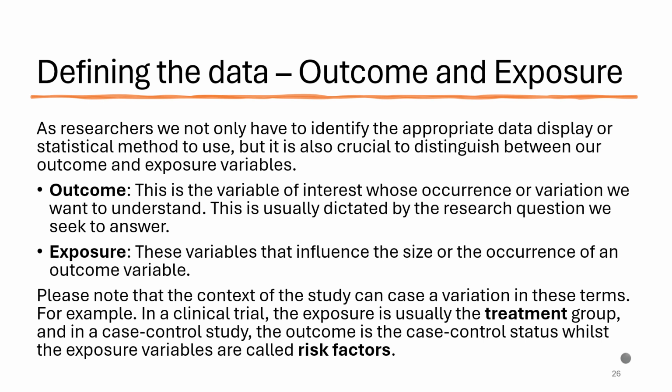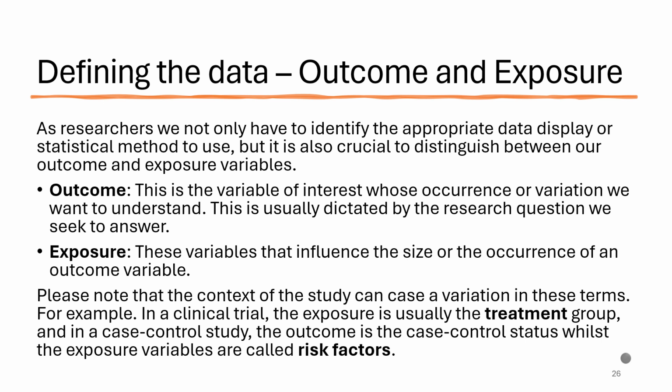An example of this is if we were trying to look at lung cancer patients, the outcome variable in this case would be whether you're positive for lung cancer or not, whether you have lung cancer or not, right? The exposure variable in this case is one that influences the size or the occurrence of the outcome variable. And in the lung cancer example, smoking could be the exposure. See, smoking influences whether someone has lung cancer or not.